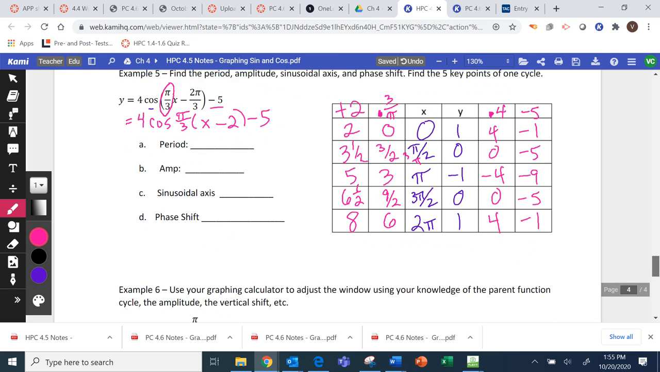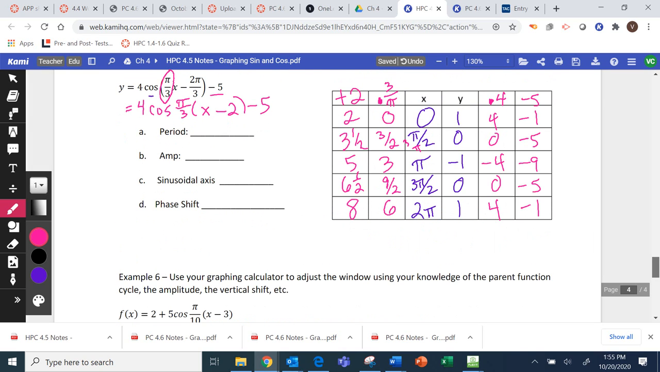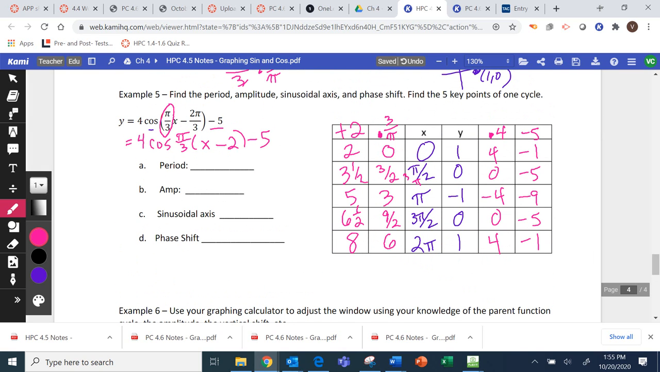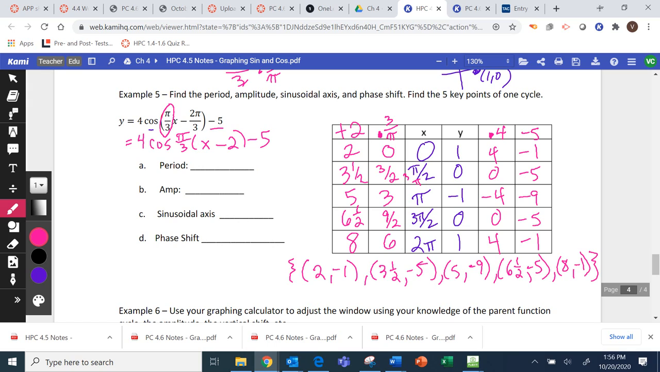It says to find the 5 key points. You do not need to list these separately unless I have you type it in Canvas. But if I were going to list them separately, it would be 2, negative 1, 3.5, negative 5, 5, negative 9, 6.5, negative 5, 8, negative 1. But I don't feel like you need to list those separately. If you know where they are in the table, you'll be fine. All right, period.